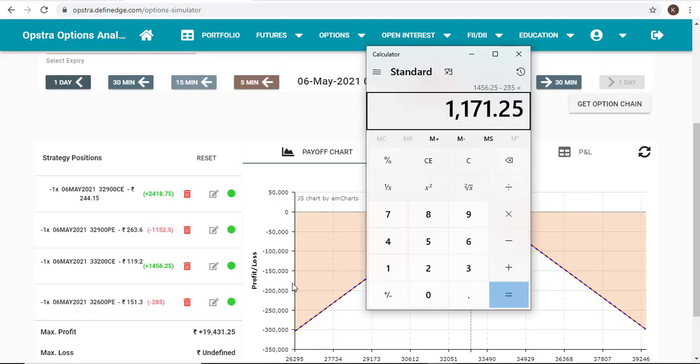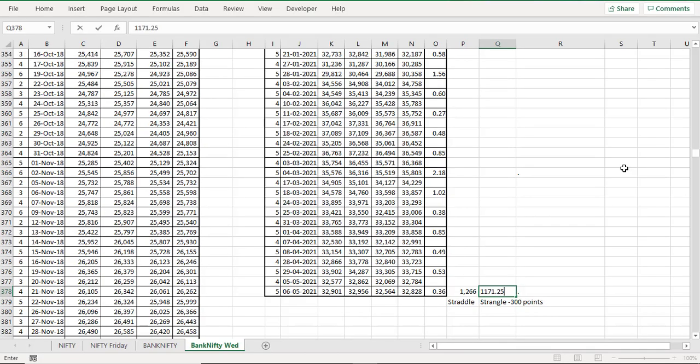1456.25 minus 285, which comes to 1171.25. So if we apply straddle we will make 1266 rupees, and if we apply strangle we will make 1171 rupees. These are the exact figures if we would have entered at 3:25 on 5th May and exited at 9:20 am on 6th May. So this was a very small gap up or gap down.